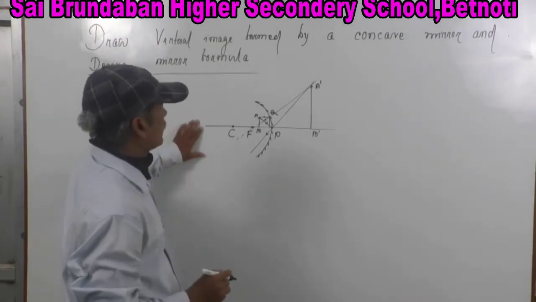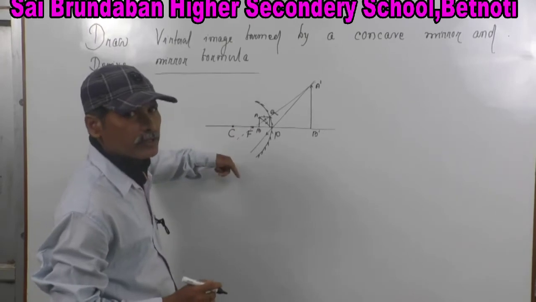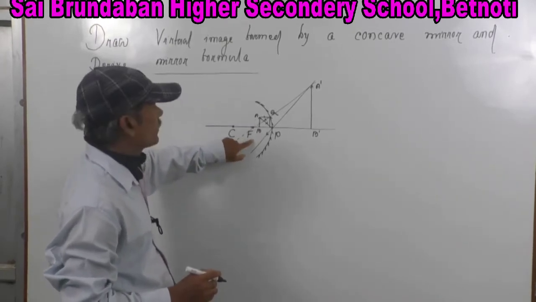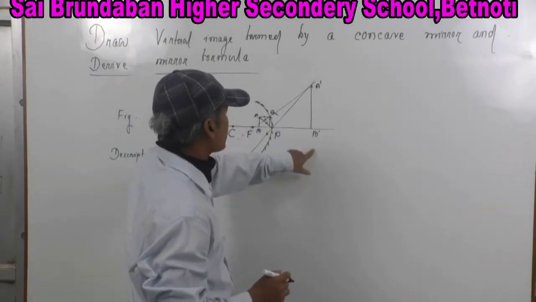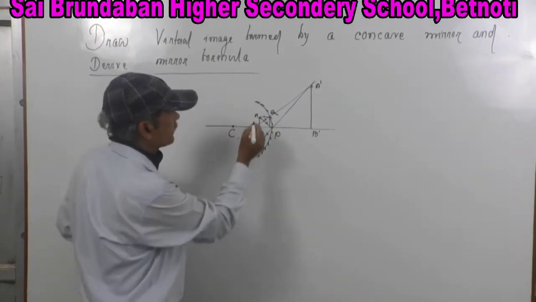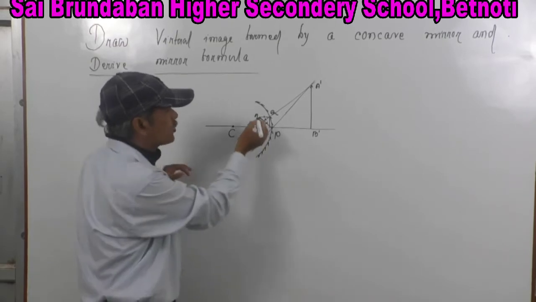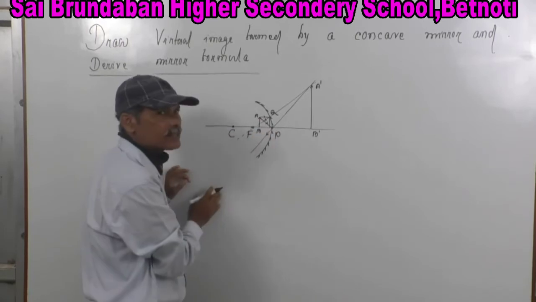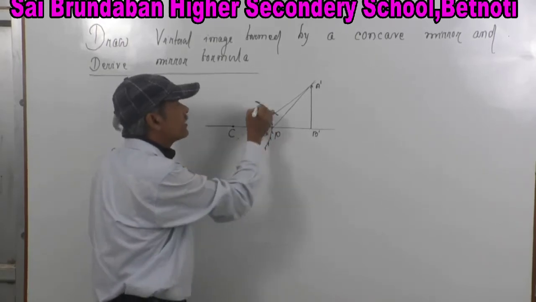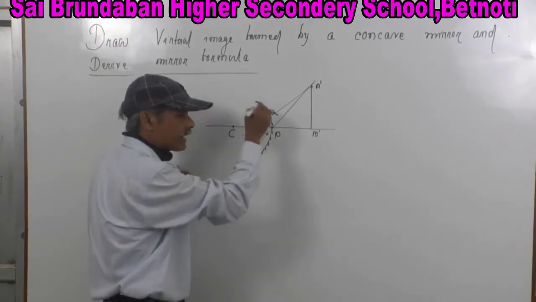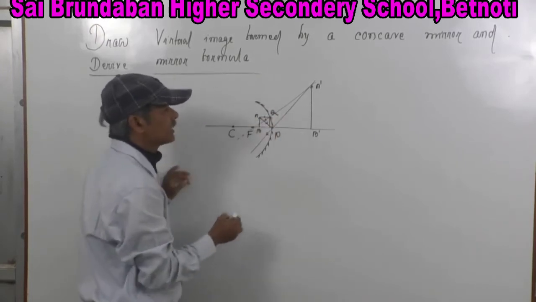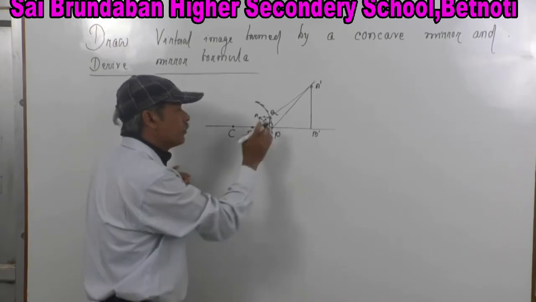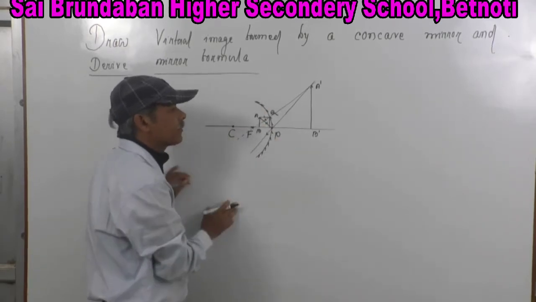Listen, this is a concave mirror. This is the object AB. This is the image A dash B dash. You see two incident rays. One is parallel to the principal axis and hits the concave surface at Q. Another incident ray hits the pole of the concave mirror.